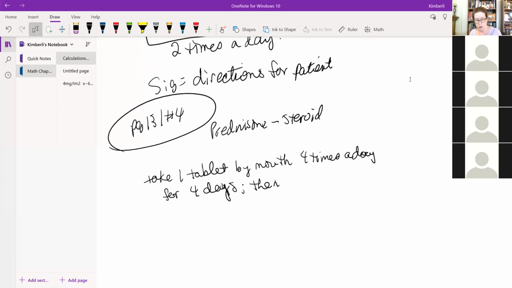Okay, now, will this fit on a medication label very easily? No. Especially since they're making us put the route, fill out tablet.